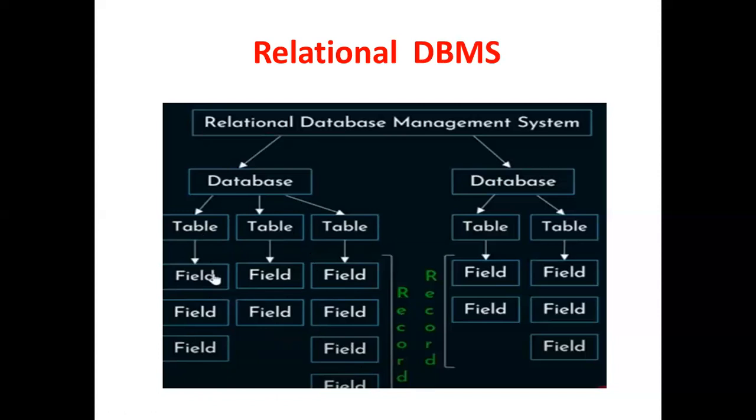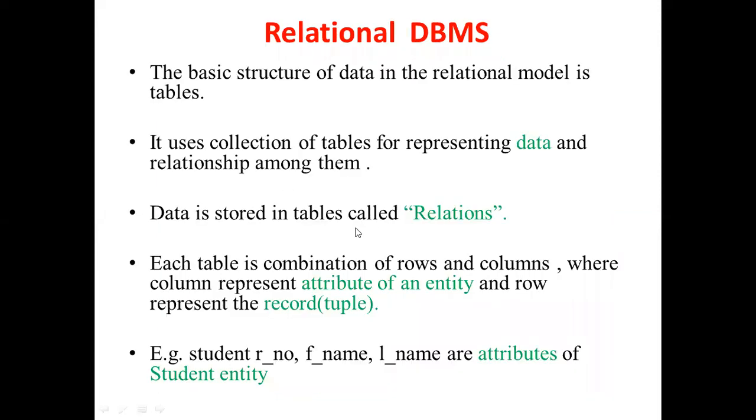That's why it is very, very useful for accessing the data. So all this I have just mentioned over here. The basic structure of the data in the relational model is called a table. It uses a collection of tables for representing the data and the relationships among them. Data is stored in a table that is called a relation.